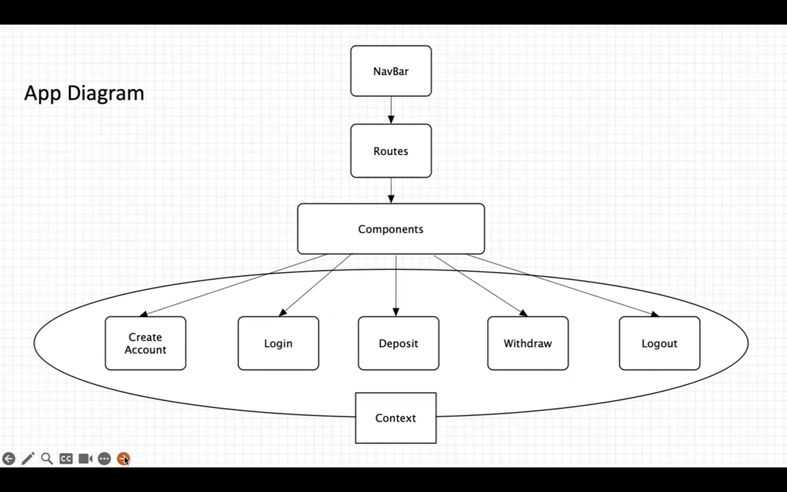carry out the functionalities. Lastly, we have context sitting at the core of the application. Basically, it stores shared state and provides data and functionality to all the components. In other words, it controls the app's global state.